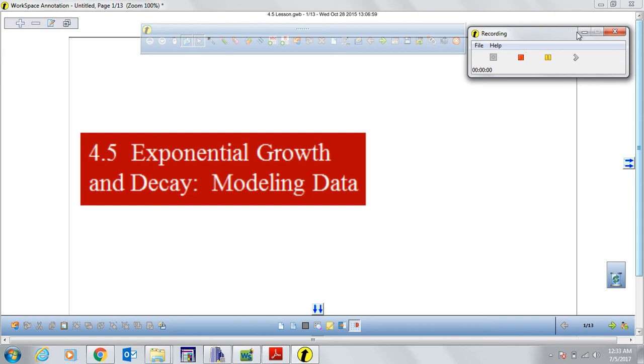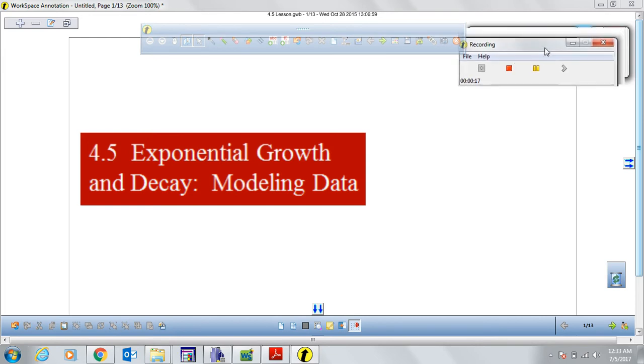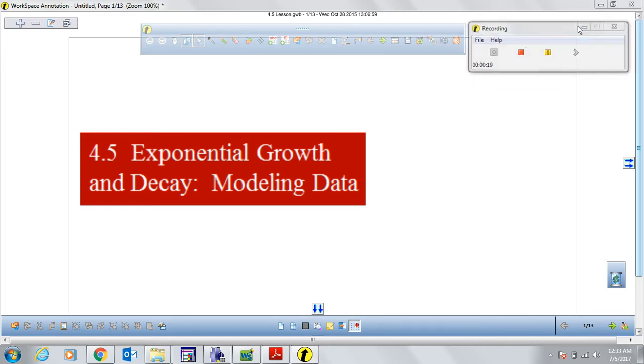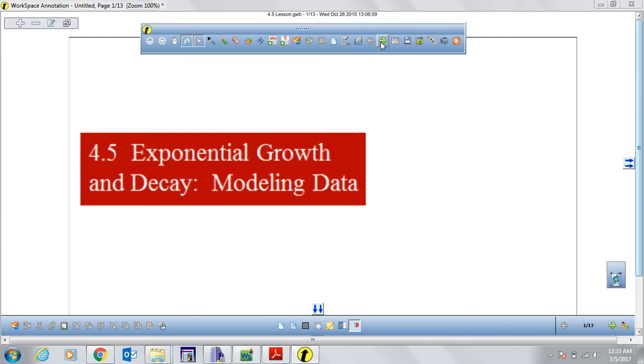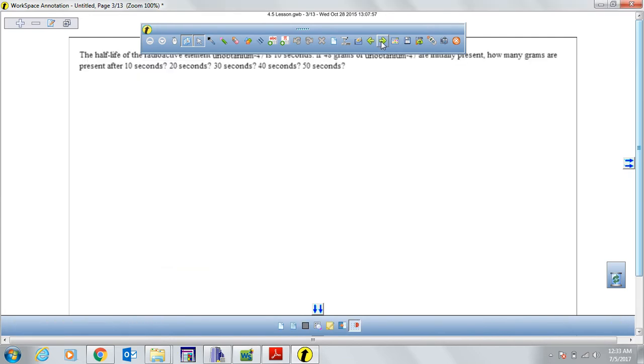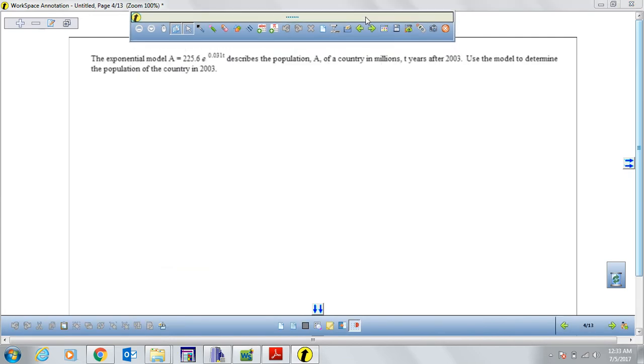On this section 4.5 is going to be a continuation of the word problems from section 4.4, solving exponential models using logarithms, which is what the last part of section 4.4 was about. So we're going to continue with the same thing. We're going to start with a couple of questions here.